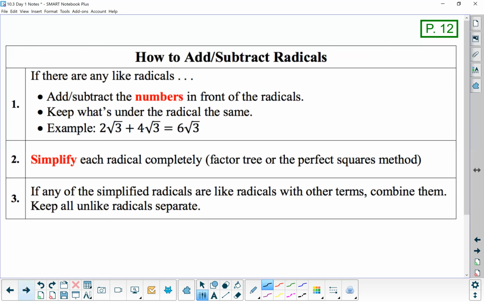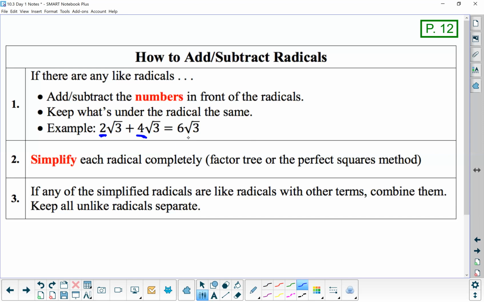So adding and subtracting radicals, basically we have a three-step process. Step 1, if there are any like radicals, add or subtract the numbers in front of the radicals. Keep what's under the radical the same. For example, 2 root 3 plus 4 root 3. They both have a square root of 3, so they're like radicals. We take the 2 and the 4 and add those together to get 6. The radical doesn't change. Again, just like a variable when we're adding and subtracting like terms.